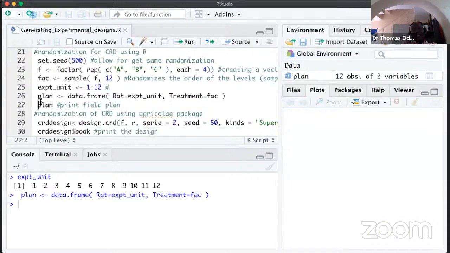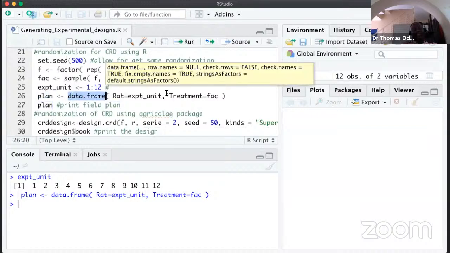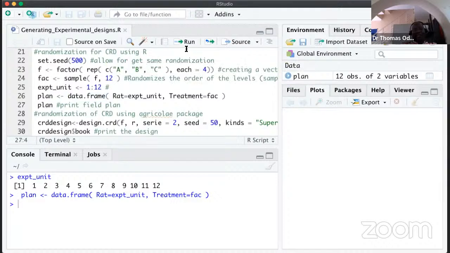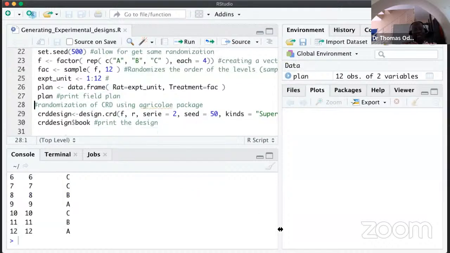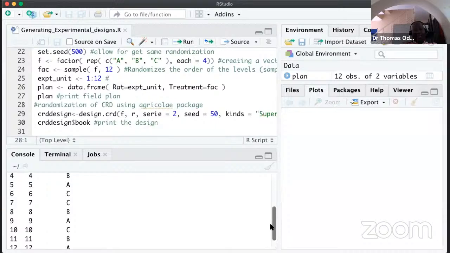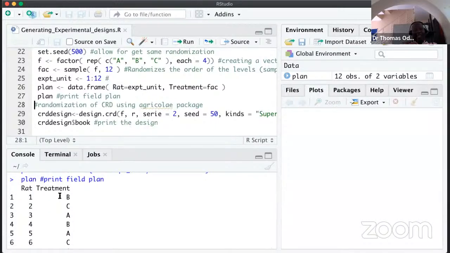So now we can see we have created an object called plan, and this object should be a data frame, because that's what we have. We can print and see exactly what this object is all about. So you can see from here, rat1 receives B, rat2 receives C, rat3 receives. So if you already have your rats, you label them already 1, 2, 3, 4 after that, then you can now assign your treatment simply.